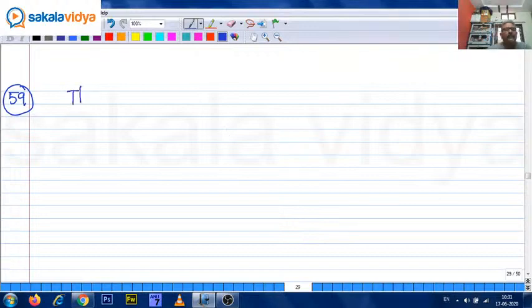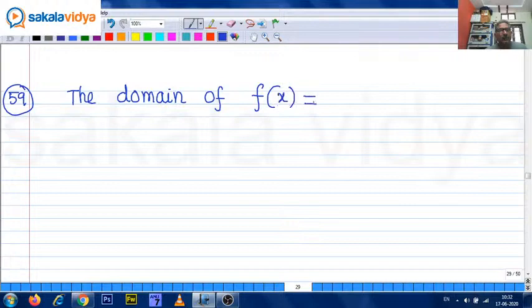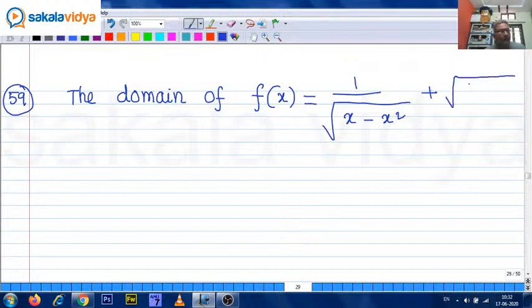The domain of f of x is equal to 1 upon root over (x minus x square) plus root over (3x minus 1 minus 2x square) is.